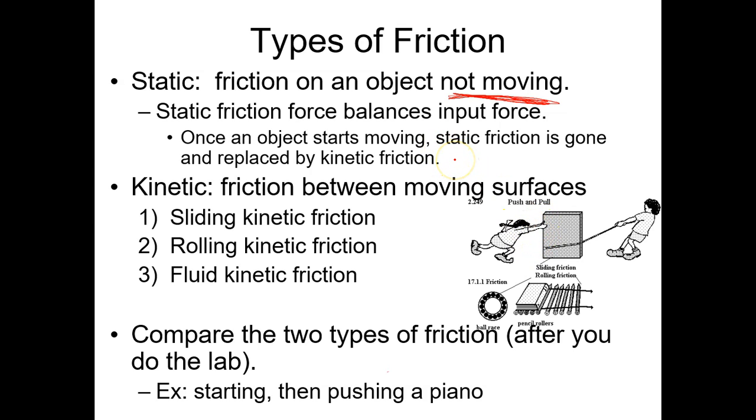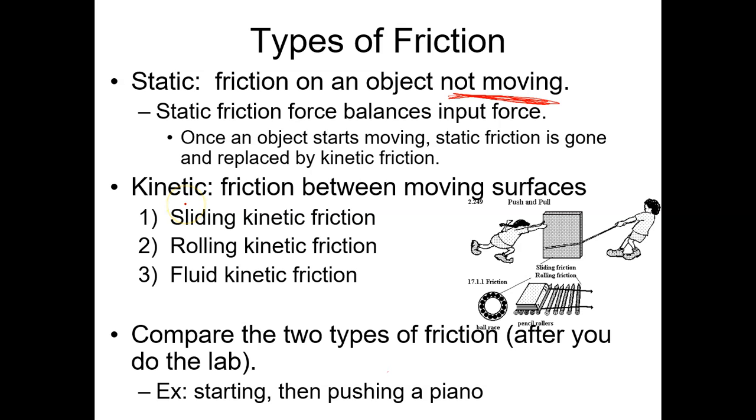So let's say with the piano. You start pushing that piano. You're pushing, pushing, pushing. The piano's not moving. That static friction is balancing out the force that you are applying to the piano. Then once that piano starts to move, hopefully it's on wheels to make it easier, it starts to roll, then it gets a lot easier, okay? Because the static friction has been replaced by one of these kinetic frictions, rolling probably. So static friction is that force that it takes to get an object moving that isn't moving. So once it's moving, then we replace it with kinetic.